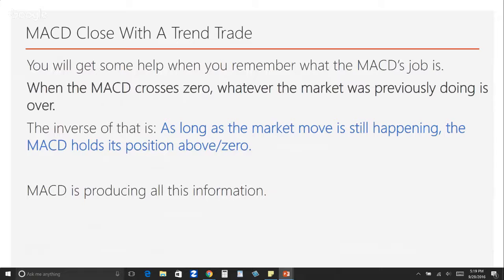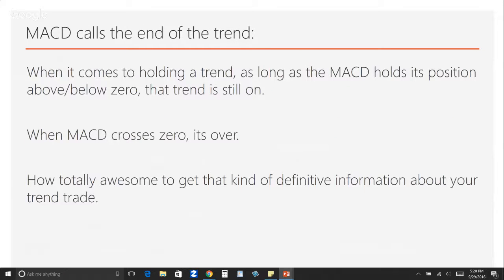All right, so we're talking about MACD close with a trend trade. You'll get some help when you remember what the MACD's job is. I'm going to say it again. Have you memorized this yet? I bet you have. When the MACD crosses zero, whatever the market was previously doing, it's over. Now, the inverse of that is, as long as the market move is still happening, the MACD is going to hold its position, either above or below zero, for that move. So MACD is producing all the information that you need, particularly in a trend.